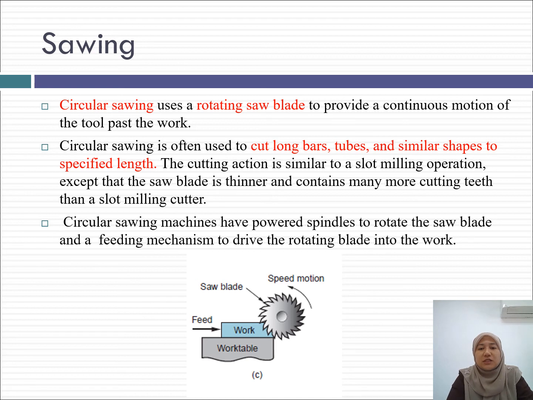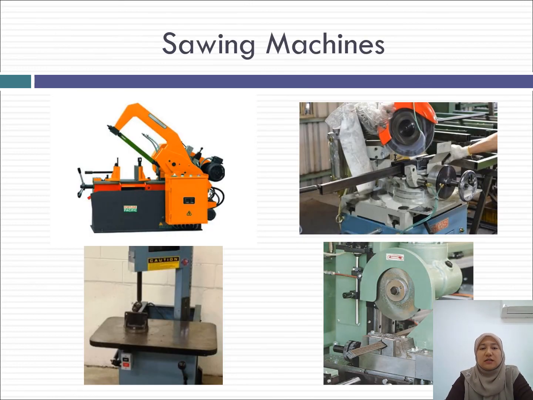Circular sawing machines have powered spindles to rotate the saw blade and a feeding mechanism from the work table to drive the rotating blade into the workpiece. So the circular blade is in rotating, high speed motion, and the feeding comes from the workpiece to perform the cutting operation. So these are the examples of sawing machines.